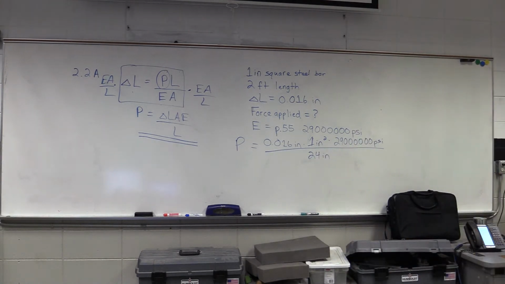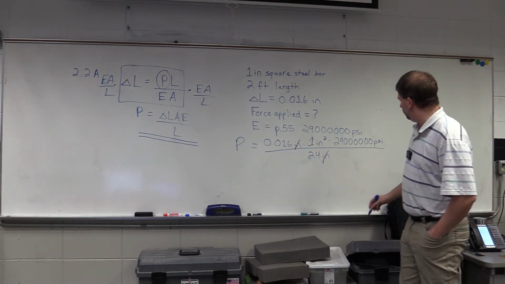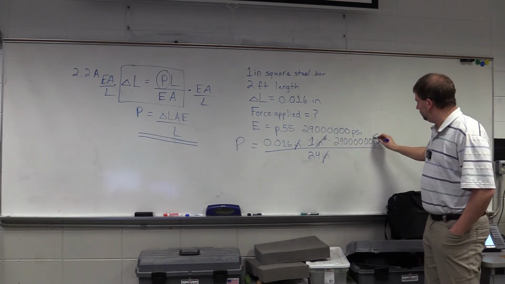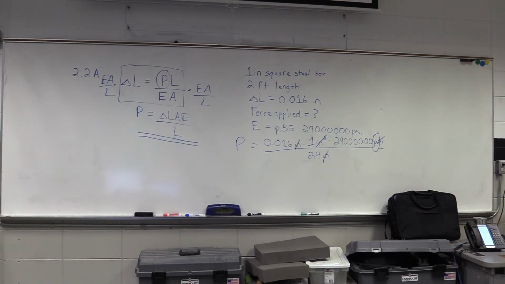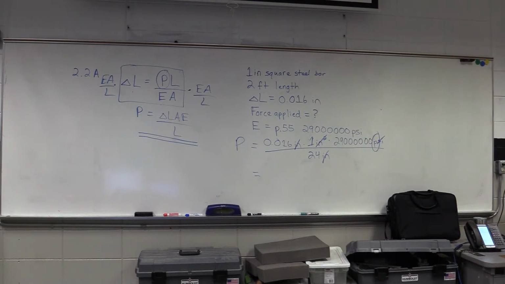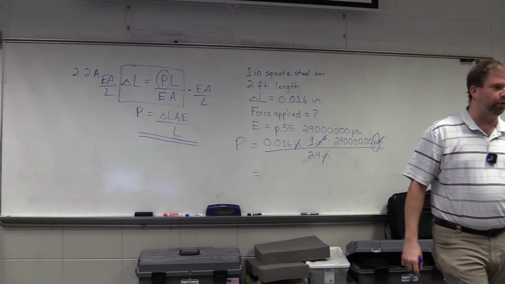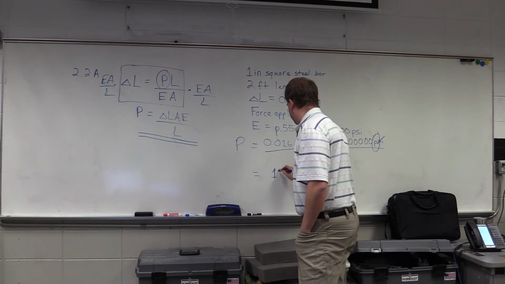Does everybody see why Zach made that change in dimensions from feet to inches? Yeah. Then he's got agreement in all his units, right? So these inches cancel. Our square inches cancel. We're left with pounds. If I describe to you a force in pounds, does that make you fairly happy? Should, right? Okay. So now you just have to chug through everything. So 29 million times 0.016 divided by 24. That's 19,333.